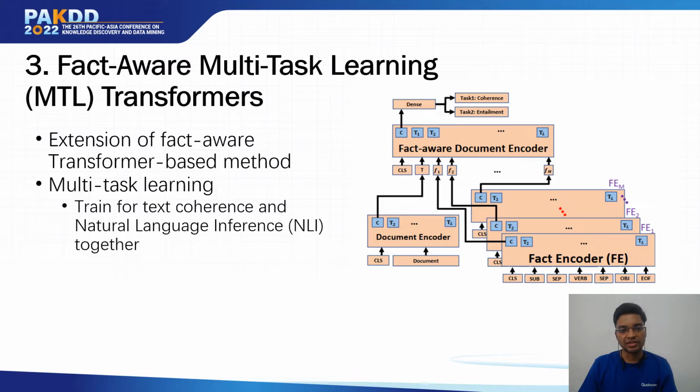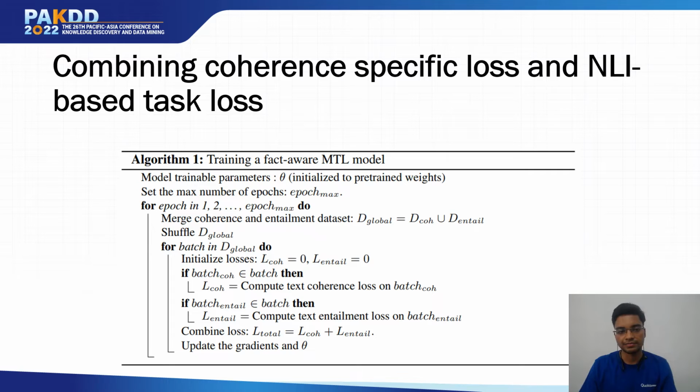We enhance the previous architecture by adding a secondary task of natural language inference. Natural language inference is the task of determining whether a hypothesis is correct, false, or undetermined given a premise. We train a model in a multitask setting where the primary task is a downstream text coherence task and the secondary task is the natural language inference task.